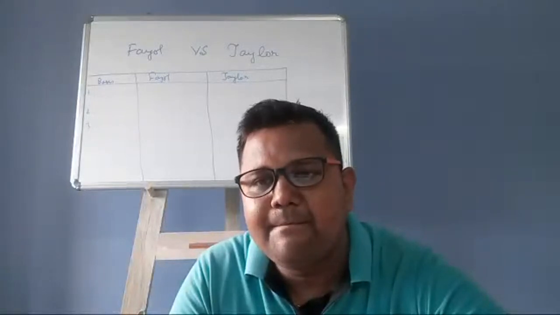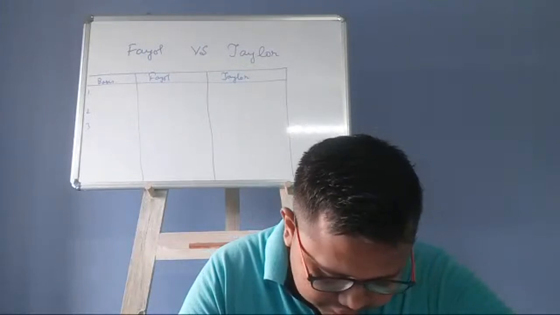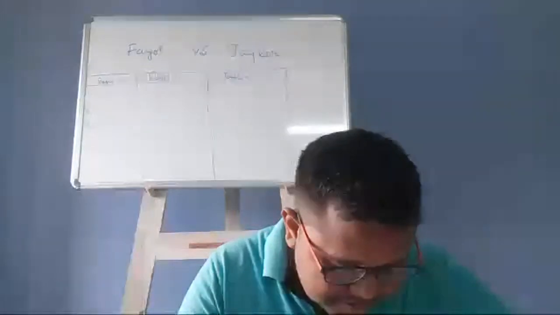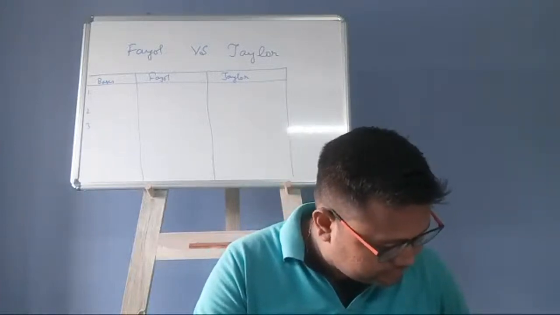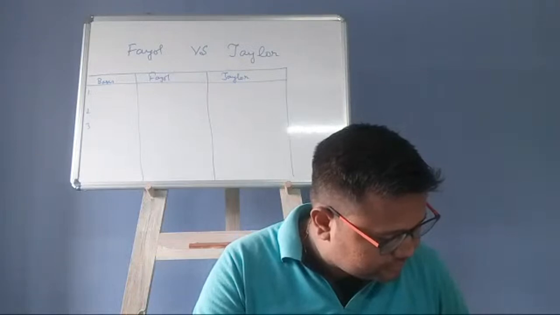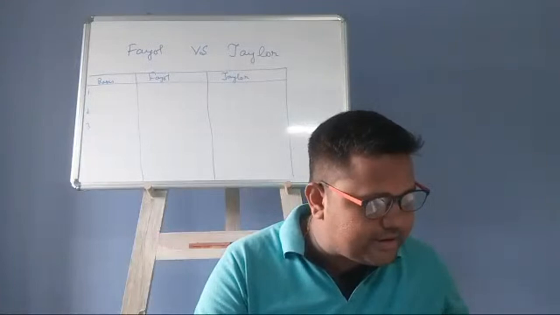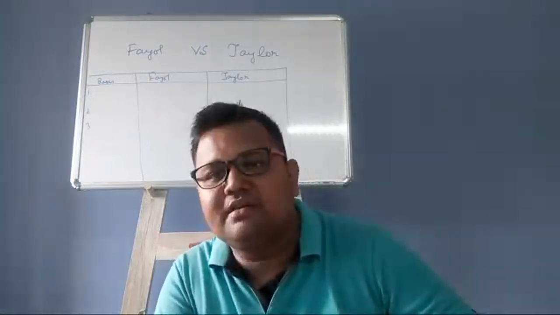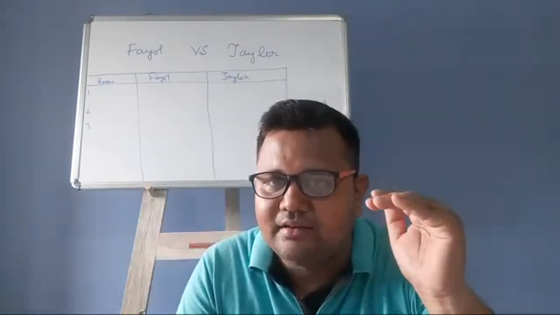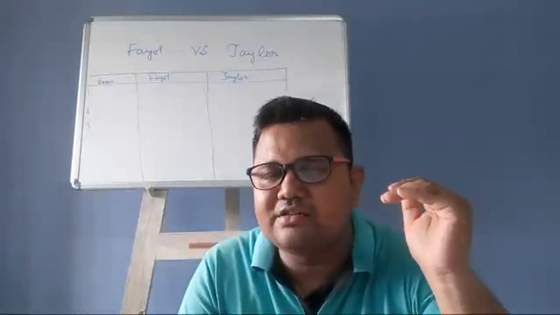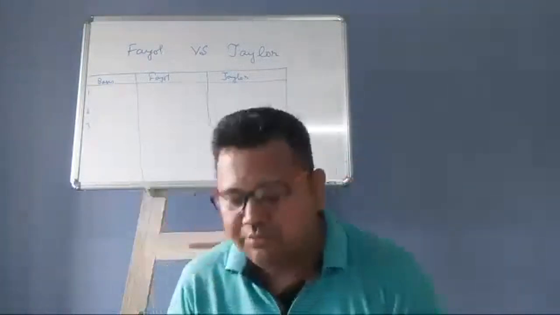Next point, personality. Under personality you write on your own. Personality means father. Fayol is known as father of what? Taylor is known as father of what? All of you write.